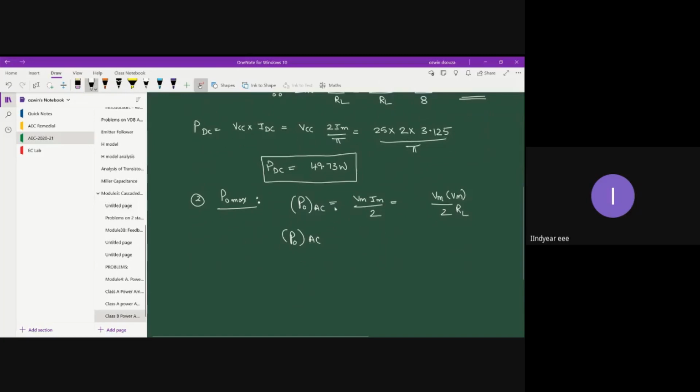Okay. So Po AC is equal to, basically it is Vm square divided by 2RL. Therefore, for Po AC maximum, what is the condition? Vm should be equal to VCC, right? So Po AC maximum is basically VCC square divided by 2RL. That is 25 square divided by 2 into 8. How much will we get?